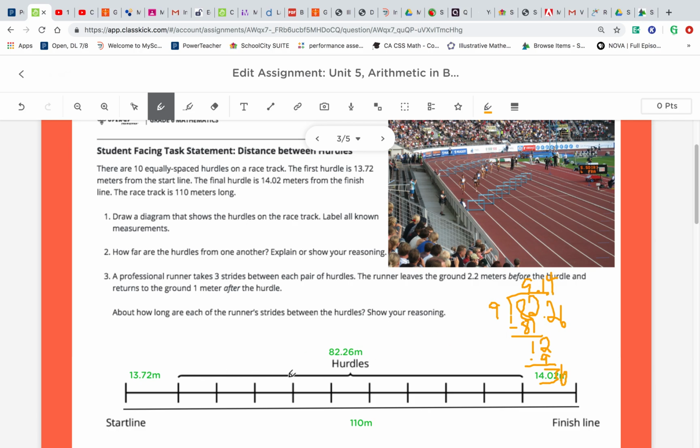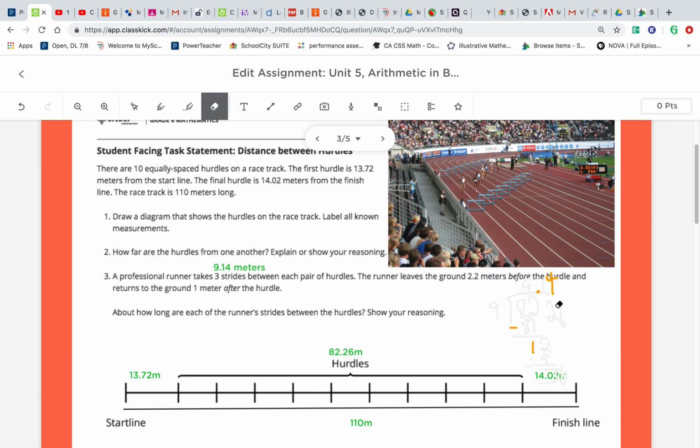We figured out that this distance has to be 82.26, okay, because we're taking out the distance that we mentioned here between the start line and a hurdle and the finish line and a hurdle, and then we divided by 9 to get 9.14. Okay, so we can say 9.14 meters. Okay, so that covers number 2.